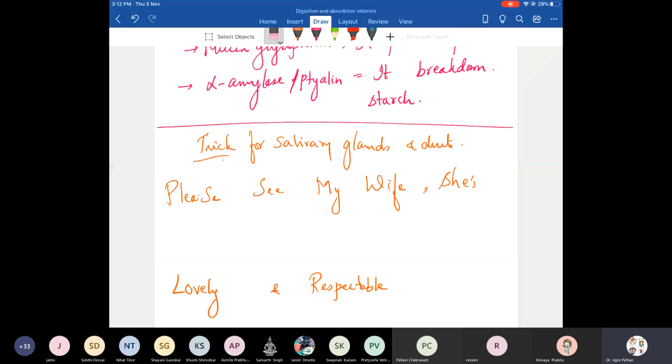So you can write down P for parotid, S for Stensen's duct, then S for submandibular, and then W for Wharton's duct. She's, L for sublingual, and R is for Rivinus duct.